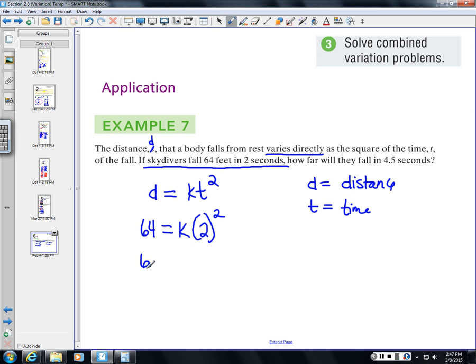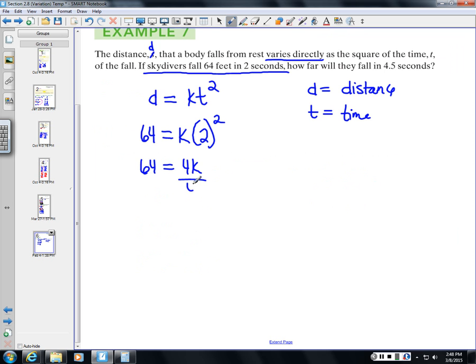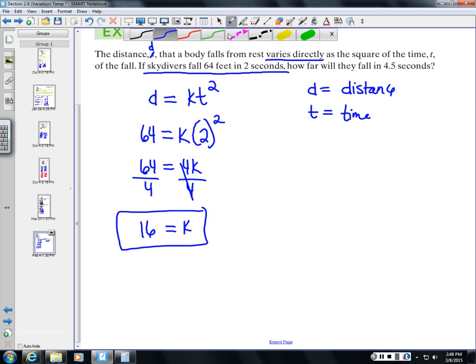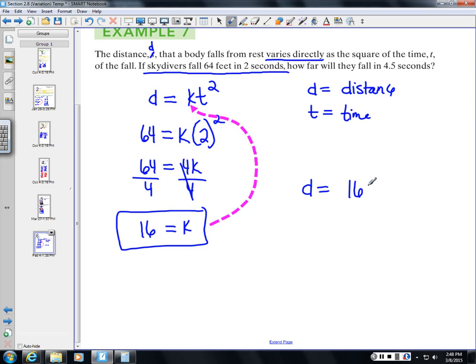So we have 64 equals 4k. Dividing both sides by 4, I know that my constant is going to be 16. So no matter what, that's what my constant will be. K equals 16. So distance is equal to 16 t squared. Alright, so we got our k.